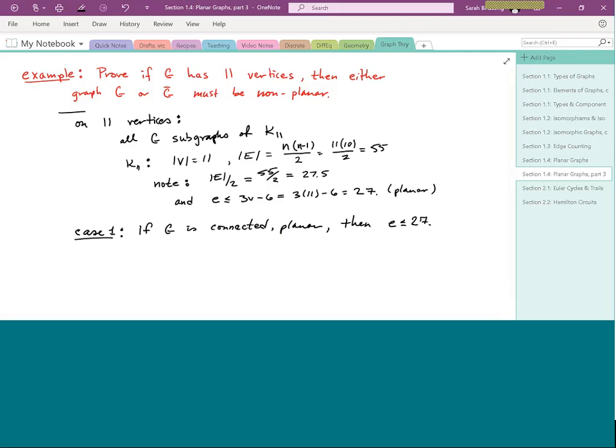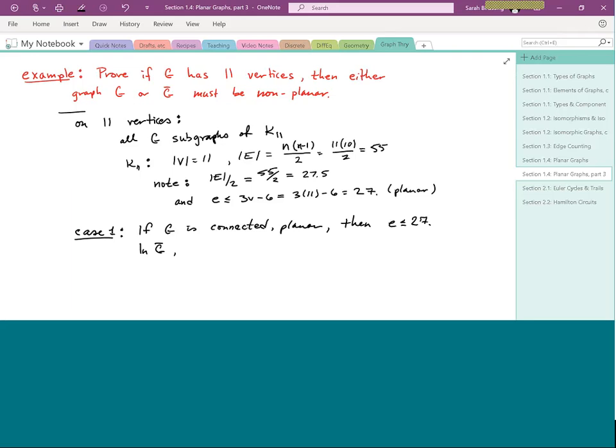Now, that would be regular old G. But what about the complement of G? So in G complement, we're still going to have 11 vertices because complements don't change the number of vertices. But anybody remember how many edges there would be in the complement? Anybody remember the tie-in between your original graph and your complement with respect to edges? Not the dual, the complement.